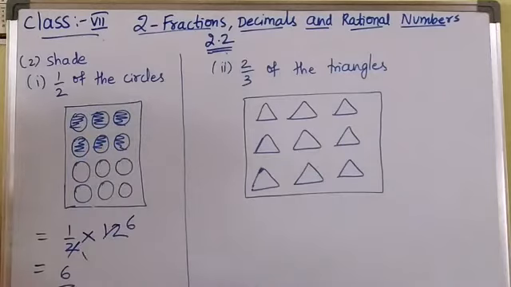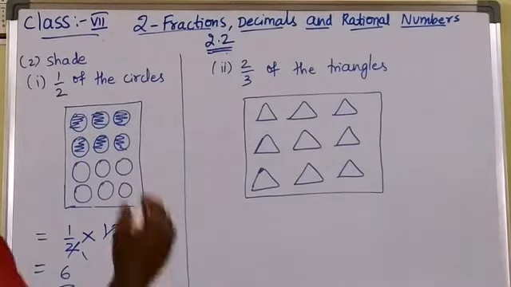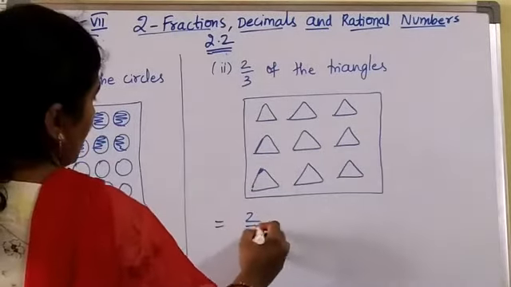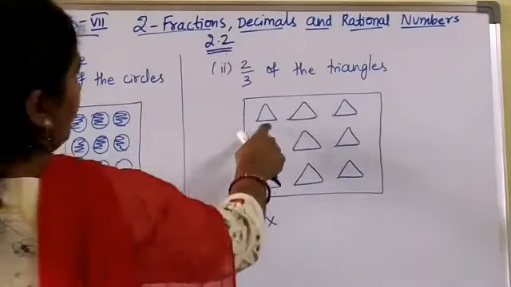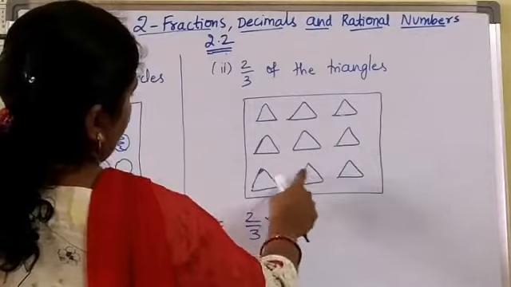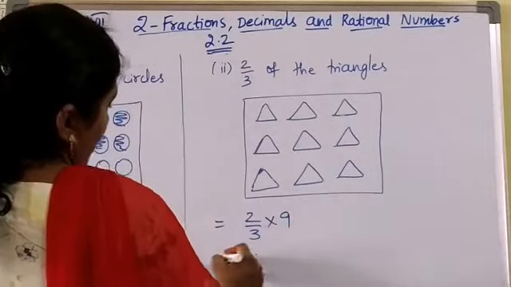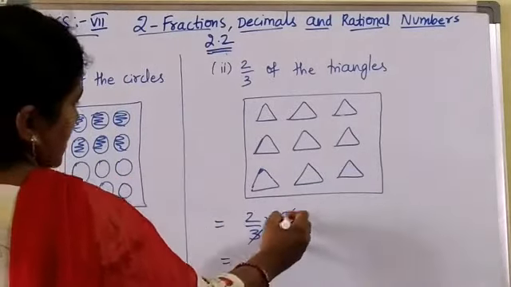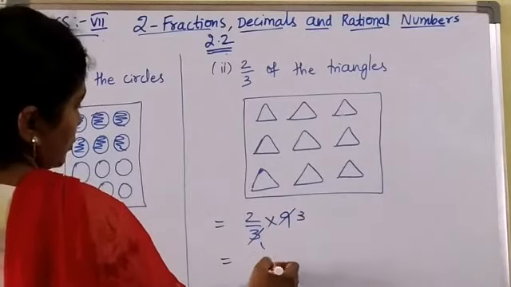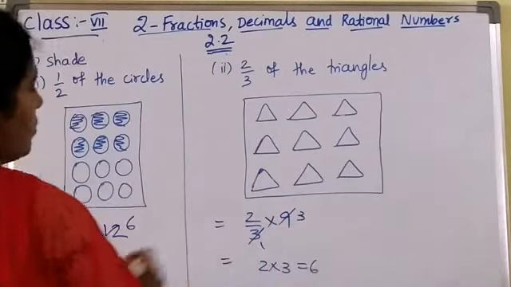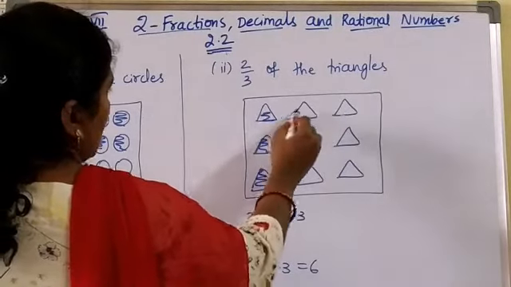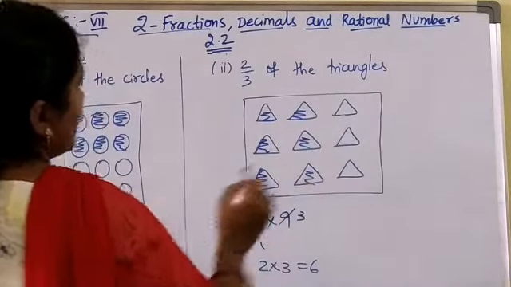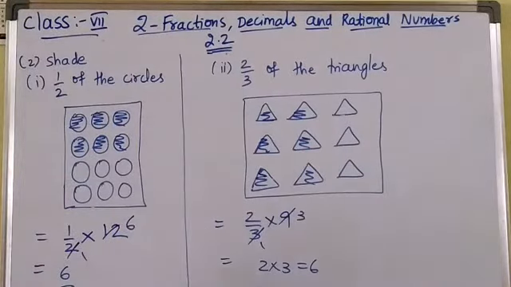This is the answer. Coming to here, 2 by 3 of the triangles. Here, 2 by 3, of is nothing but into. How many triangles are there here? 1, 2, 3, 4, 5, 6, 7, 8, 9. So 9 are there. Now when you do cancellation, 3 1s are 3, 3 3s are 9. What is left over? 2 into 3, that is 6. So you have to shade how many triangles here? 1, 2, 3, 4, 5, 6. 6 triangles you have to shade.